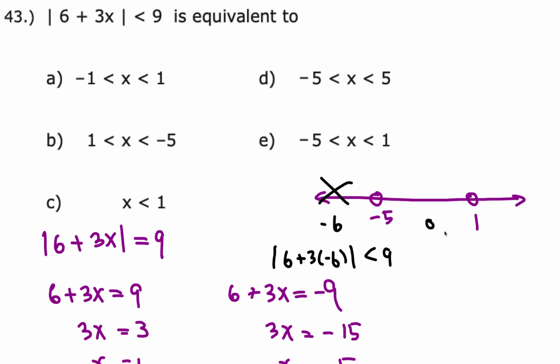Let me use 0, because 0 is a nice number between negative and positive. When I plug in 0, this one becomes 0. I'm left with 6. Is 6 less than 9? Yes, it is. So the middle one seems to be the answer.